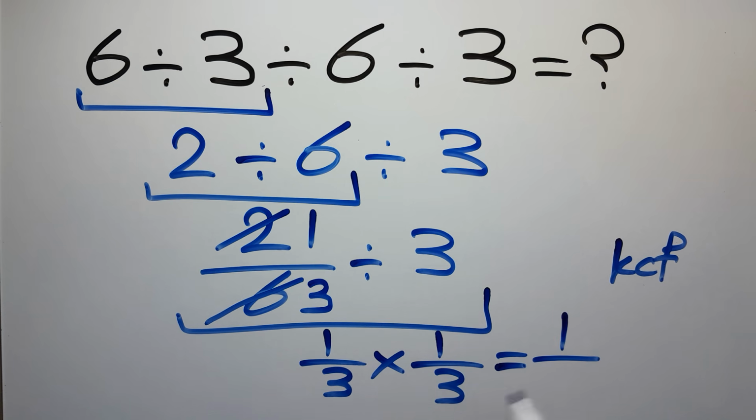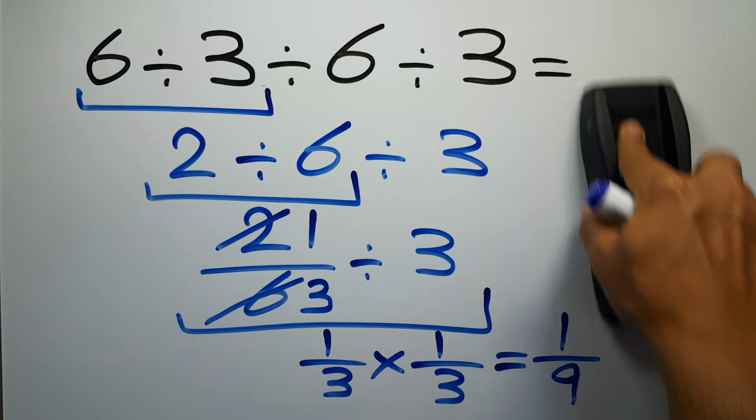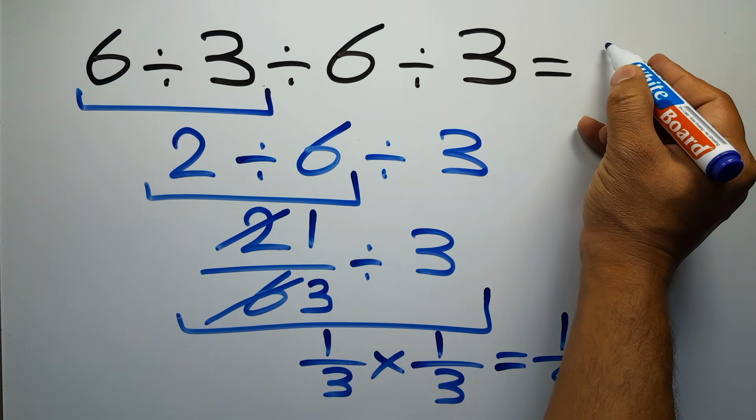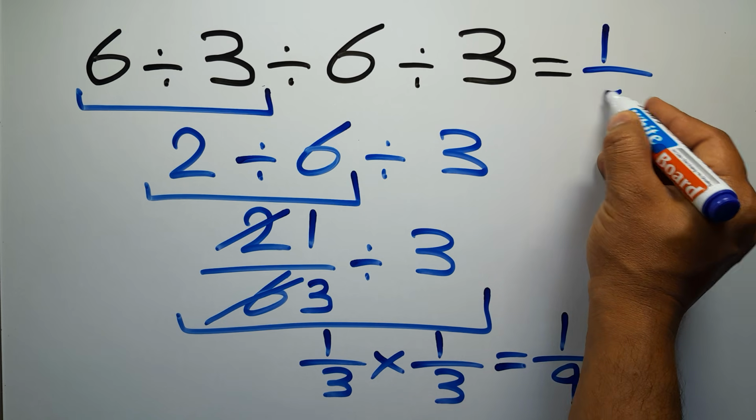And 3 times 3 equals 9. So we have 1 over 9. And this is our final answer to this problem. The correct answer is 1 over 9.